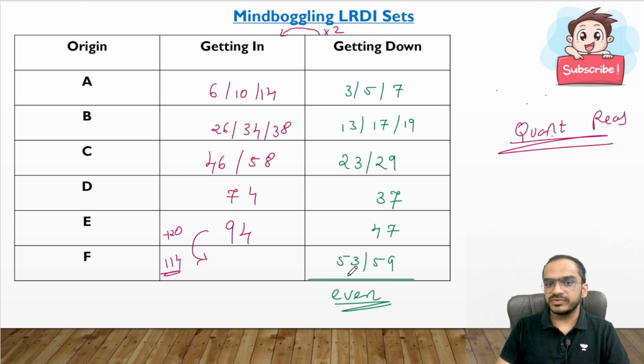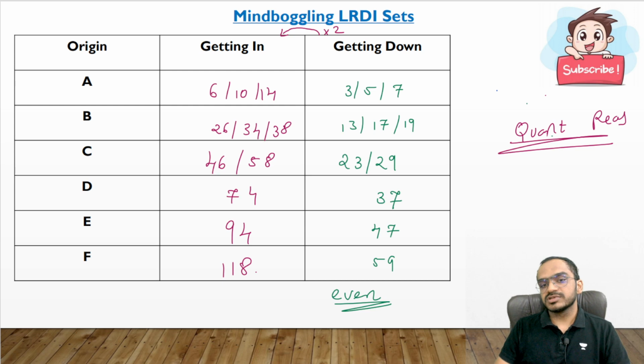And twice of 53 is what? 106. So this option is gone. And this option is gone. So the only option that remains is 59 to the 118, right? This is the only possibility, tell me.